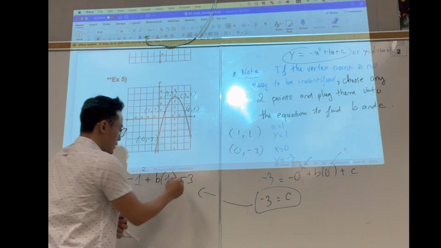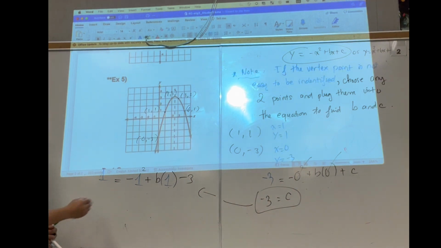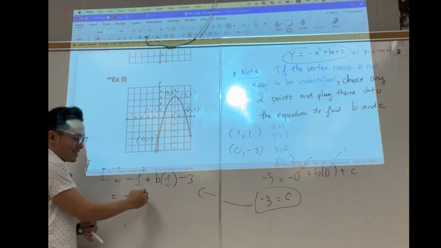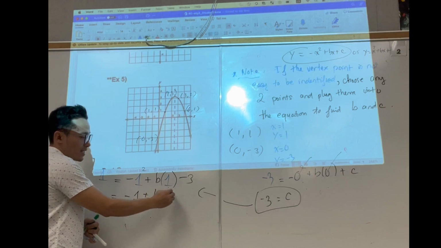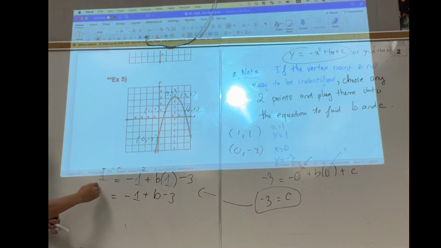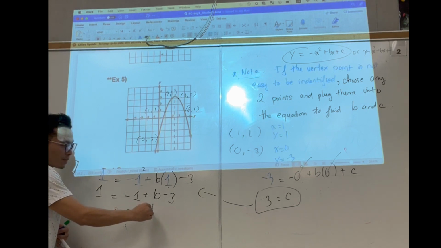So -3. Now can you find b? Easy, right? So this is -1 or 1? -1. Yeah, no parentheses, negative. -1 plus b. Okay, let's just give that 1 point. Don't worry, you need to get 1 point. Raise your hand. -1 and -3, what is that? -4. -4 plus b equal to 1.